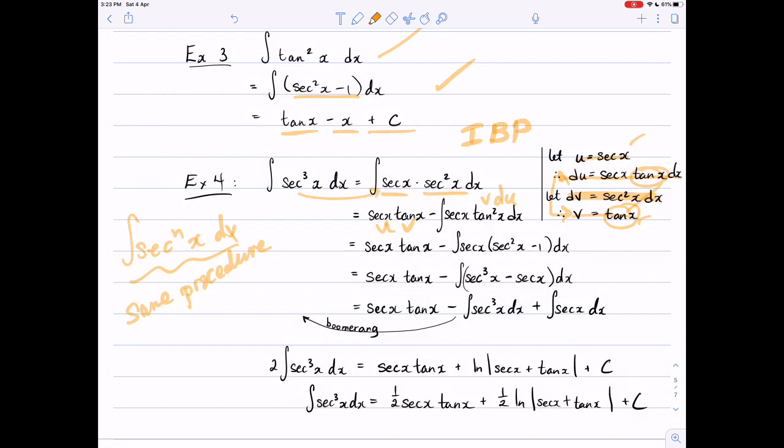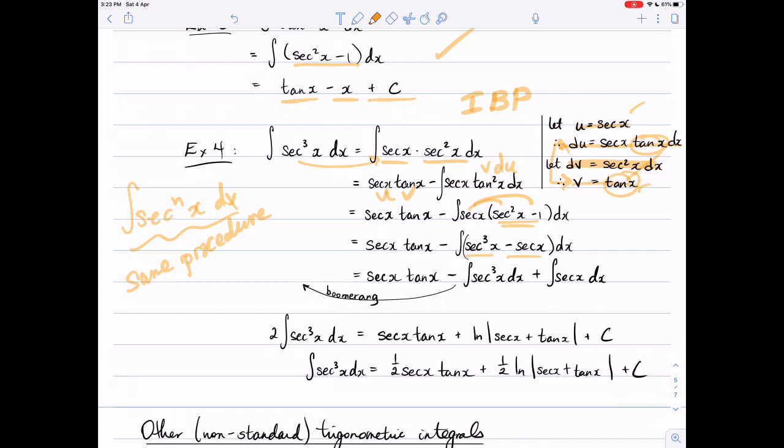I use that same trig identity that we've used a couple times now. Distribute in the secant, and so we get secant cubed minus secant of x. Distribute the integral and the negative sign, so we get minus secant cubed of x plus secant of x. And ooh, look at that. Boomerang. That integral is the same integral that we started with. So we're going to boomerang it to the other side. I had one of them here, and I'm going to add another one when I boomerang it over. So 1 plus 1 of those integrals is 2, so 2 times the integral of secant cubed of x dx.